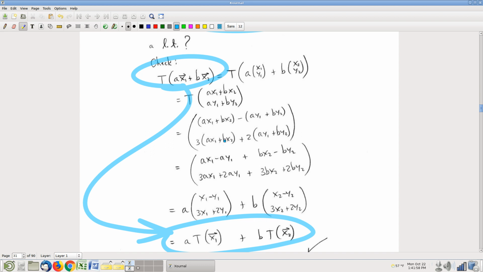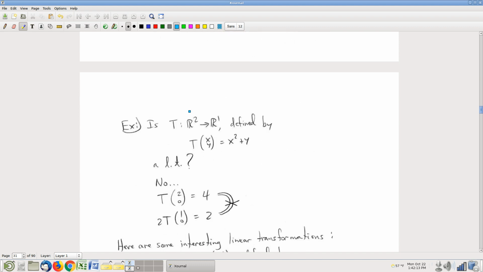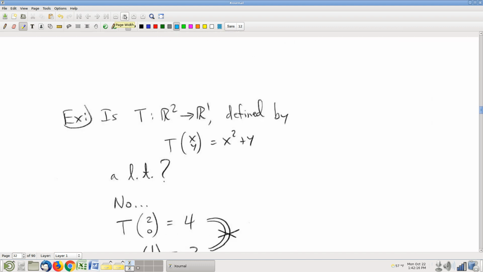Okay, now, linear transformations are wonderful. There's great things you can do with them. We're going to do some surprisingly powerful things with them in this course. You'll see many applications of linear transformations when you get out of Math 216. All of that said, don't make the mistake of thinking that every function is a linear transformation.